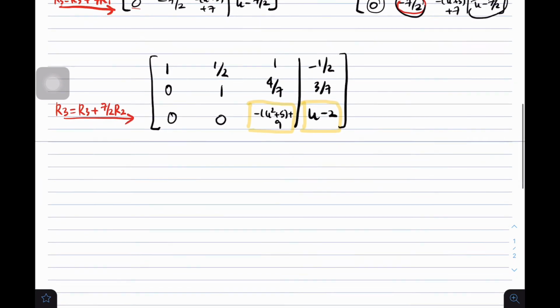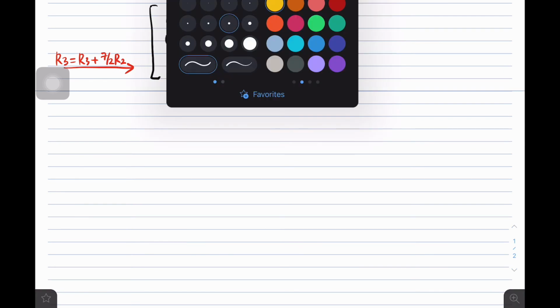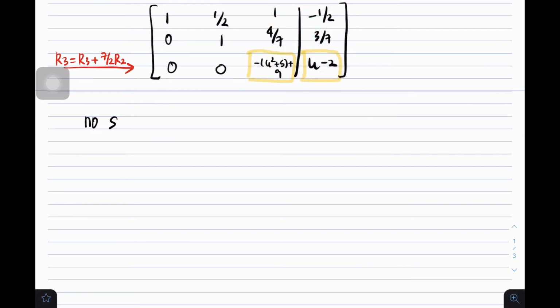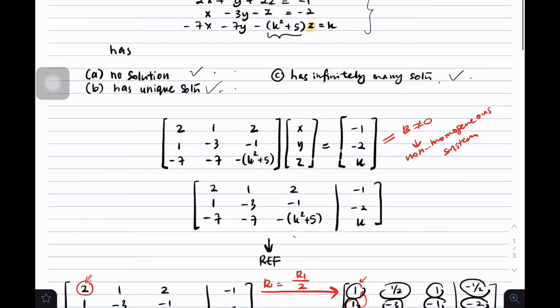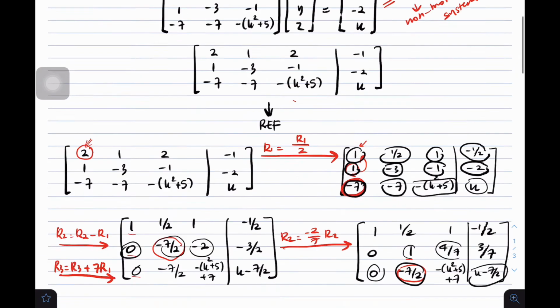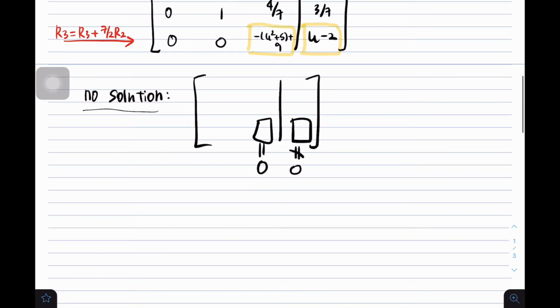If you can remember, we discussed last time, for us to have no solution, the element here must equal 0 and the element here must not equal 0. It must fulfill these two conditions so that you will have no solution. Now the question asks you to find the value of k so that your system will have no solution first. So we need to make sure this one is equal to 0 and this one is not equal to 0.